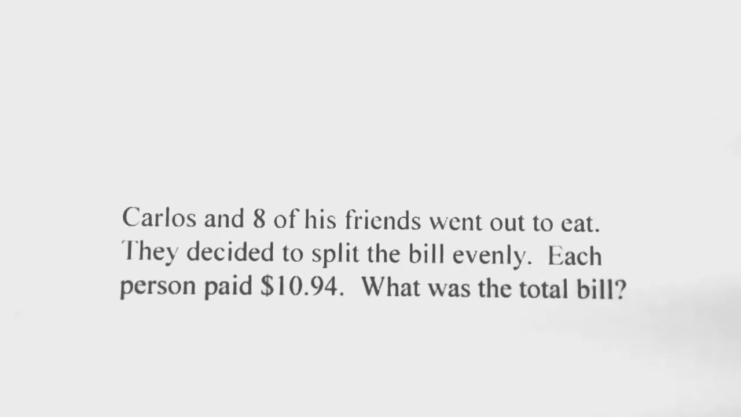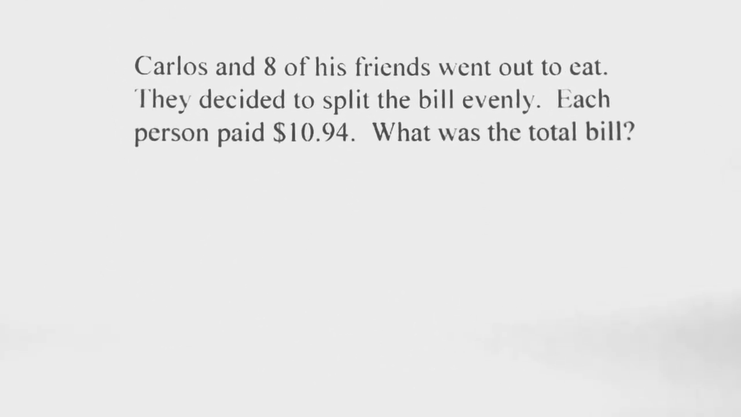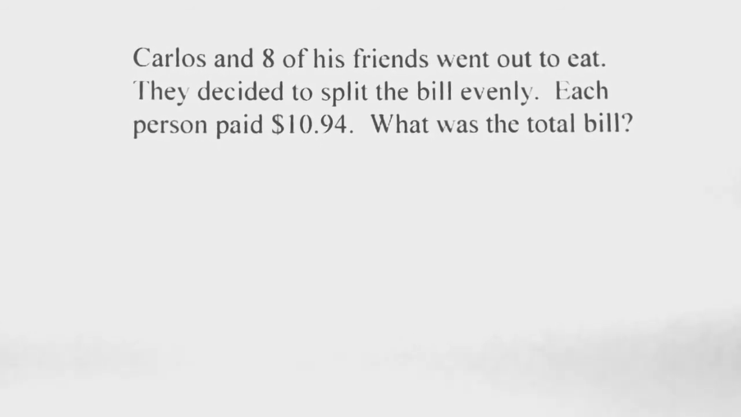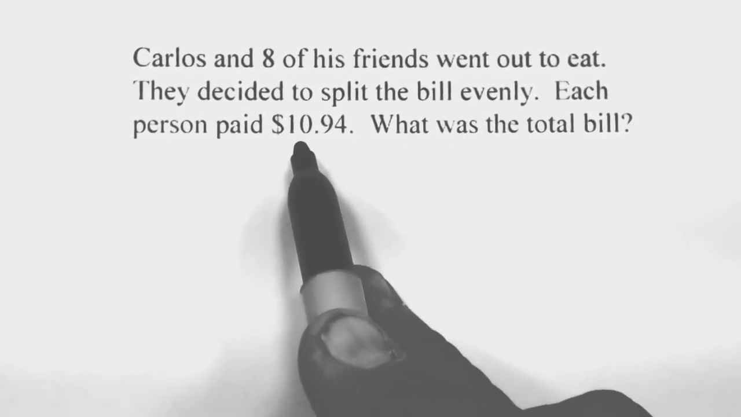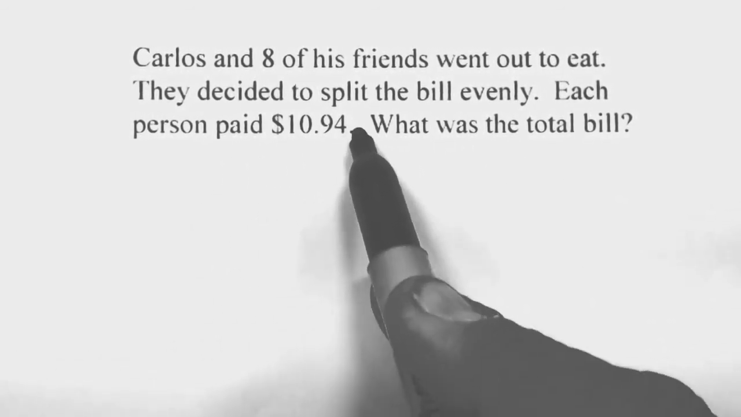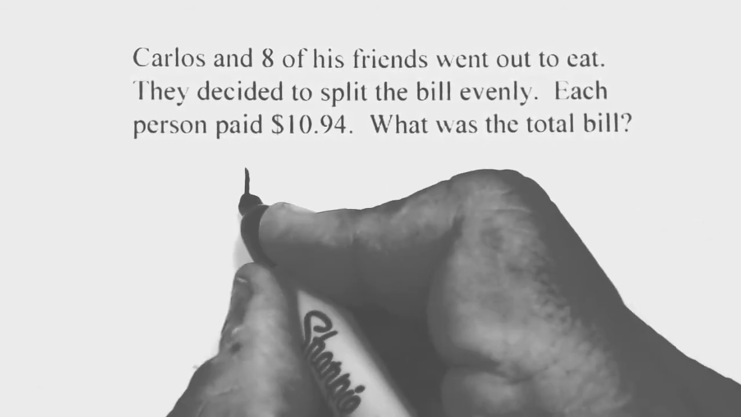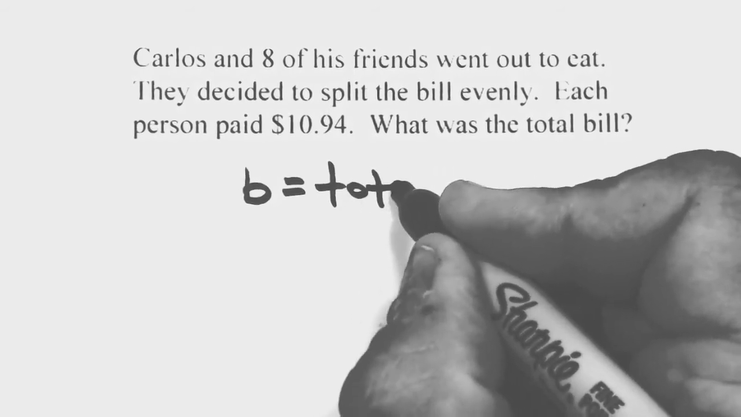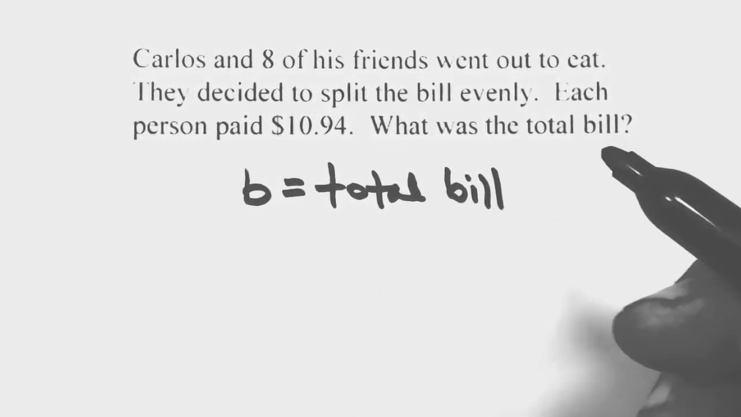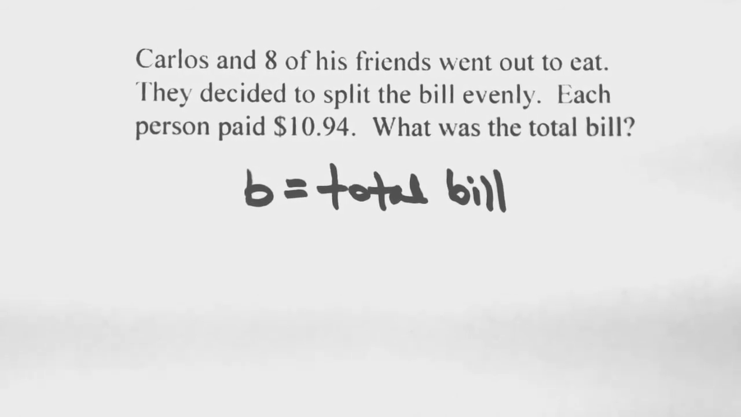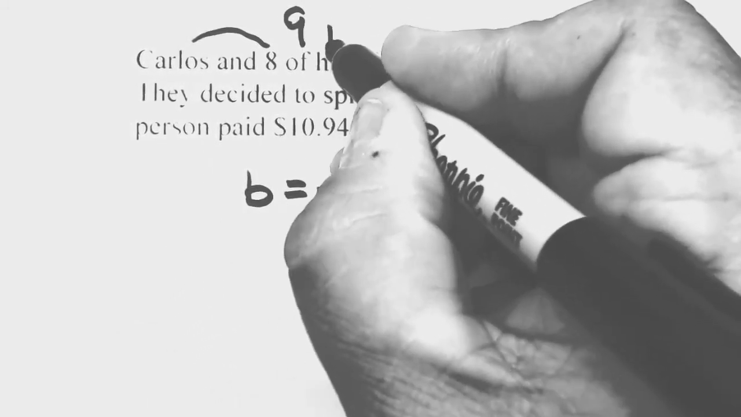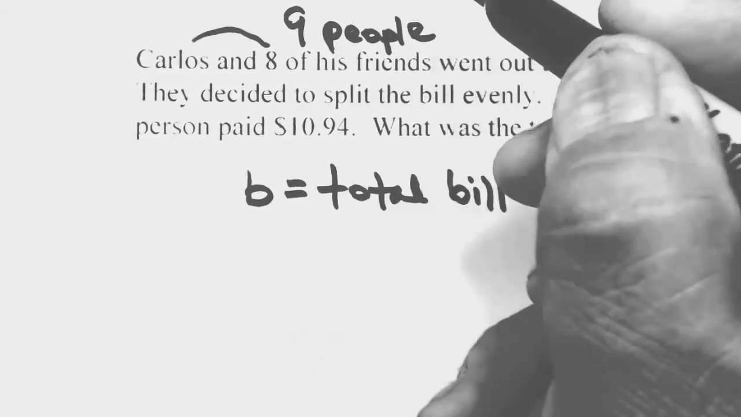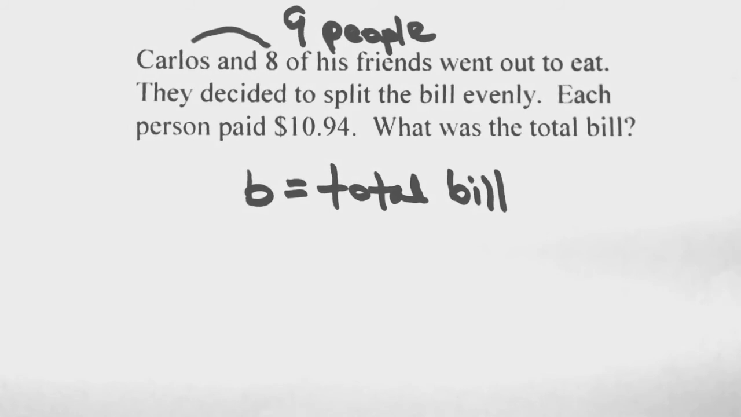Okay, one last example to take a look at here. Here we go. Carlos and 8 of his friends went out to eat. They decided to split the bill evenly. Each person paid $10.94. What was the total bill? Well, let's say B equals the total bill. Now, notice, how many total people were there that split this? Well, Carlos and 8 of his friends, so that means together here there were a total of 9 people, okay, that were splitting this particular bill.